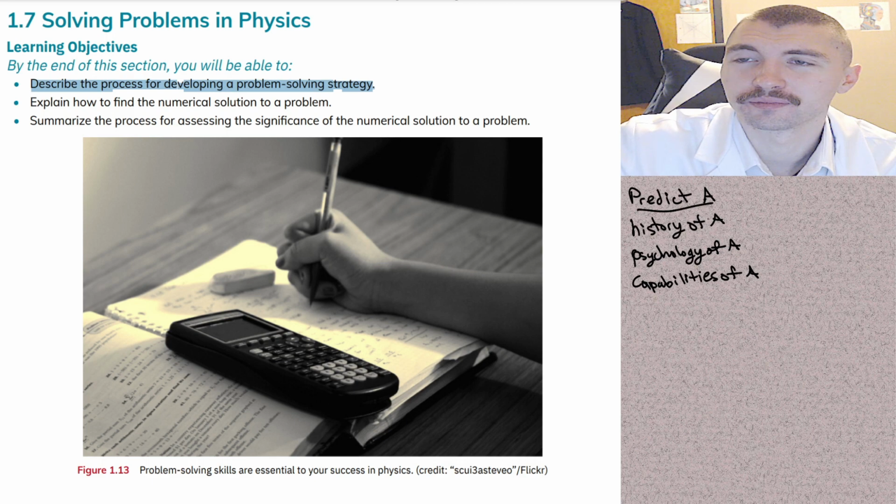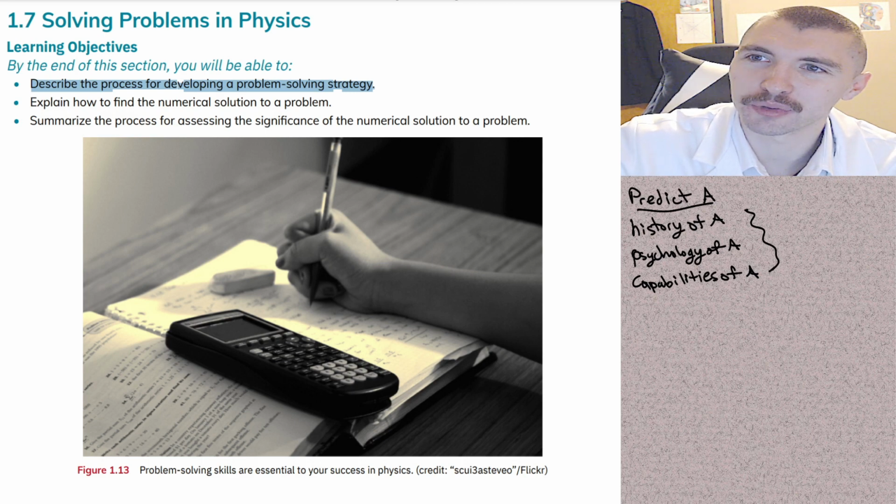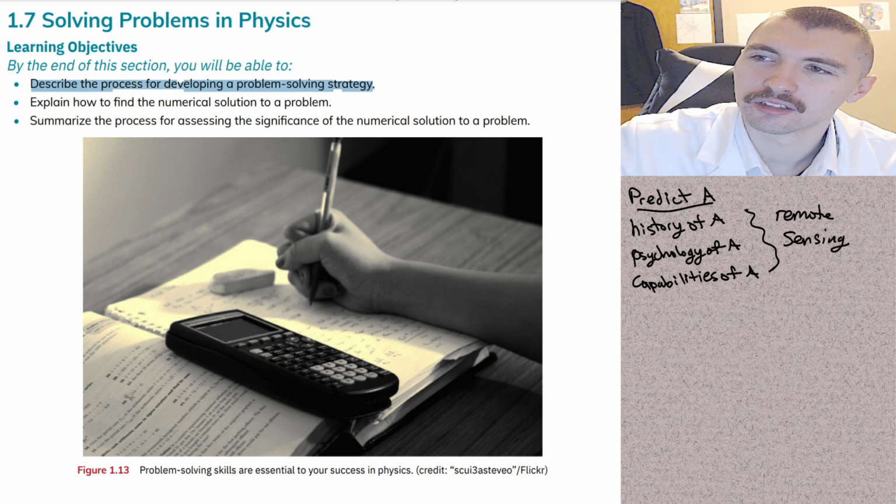So if the problem is to know these, to know the history, psychology, capabilities, you need remote sensing apparatus. And yeah, it's all remote sensing at every level, even for human intelligence.